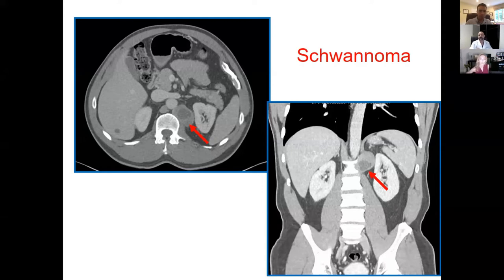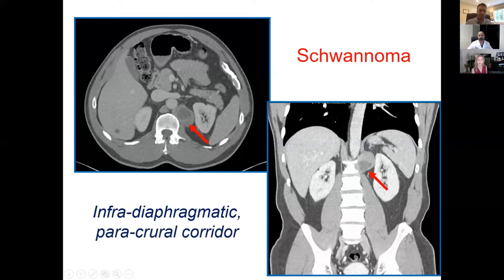Okay, perfect. That was excellent. So the point of showing this case is sometimes we get these straightforward spinal canal lesions or perivertebral lesions, but sometimes you have to think about the location of where the lesion is. And I'll show some anatomic pictures here. So this really is, like you said, an infradiaphragmatic paracrural corridor. It's a paracrural lesion right below the diaphragm. And that is going to make a huge difference in how you approach this, right? This is not in the chest cavity, so you don't have to go transpleural to do this. Right. And you're absolutely right.